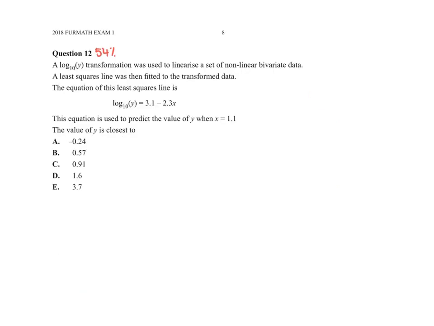Okay, the next question. A log 10 transformation was used to linearize the data, and the least squares line was fitted, and they came up with this equation, okay? So what they did in their calculator, they created a log 10 list for the Y before they did this. All right, so the equation is used to predict, so we're predicting when X equals 1. When you're predicting with a transformed equation, I would suggest you always use solve. So always use solve. Just put solve and then type in the equation.